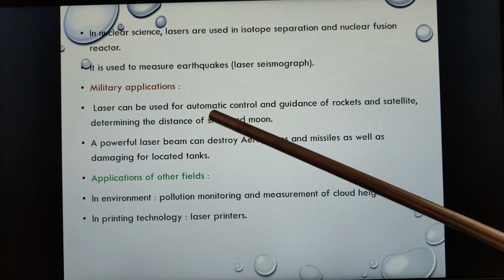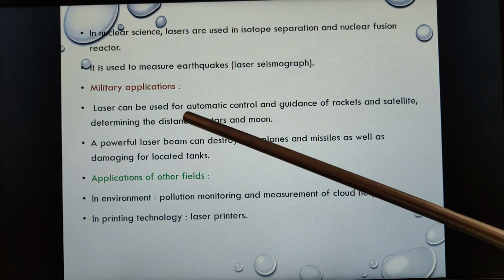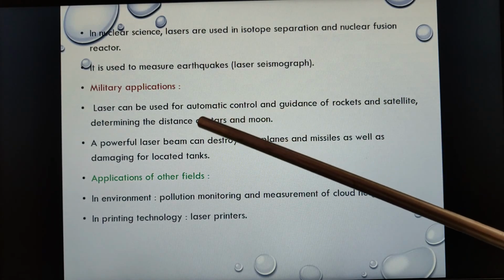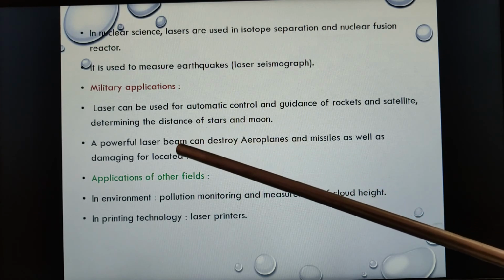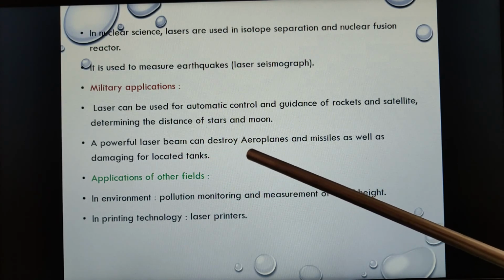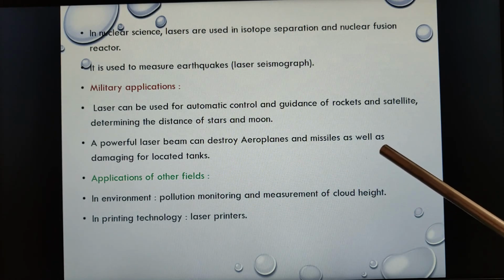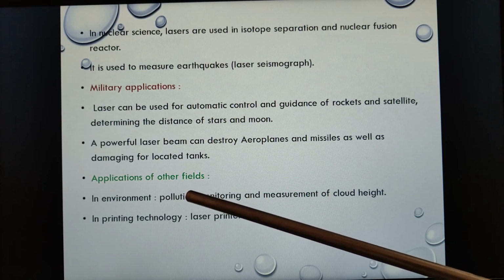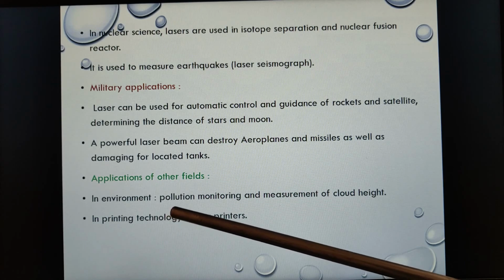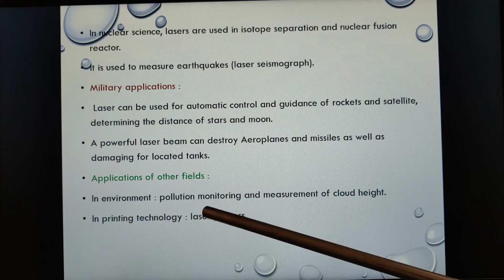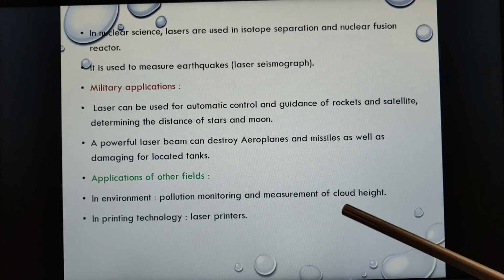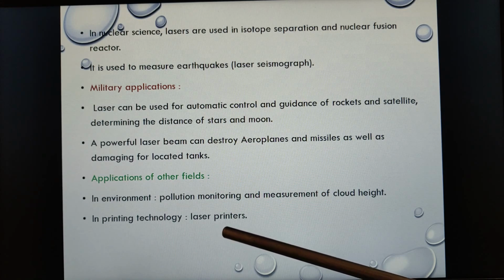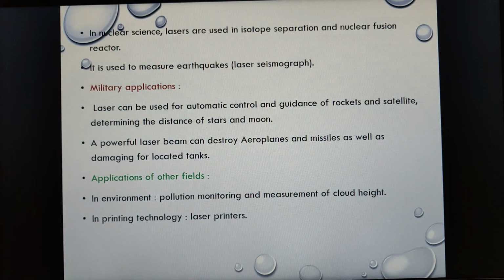Then the military applications, in which first, laser can be used for automatic control and guidance of rockets and satellites, and determining the distance of stars and the moon. A powerful laser beam can destroy aeroplanes and missiles as well as damage tanks. Other applications in other fields: in the environment, lasers are used for pollution monitoring and measurement of cloud height. In printing technology, the most common application is laser printers. So with this lecture I stop here.